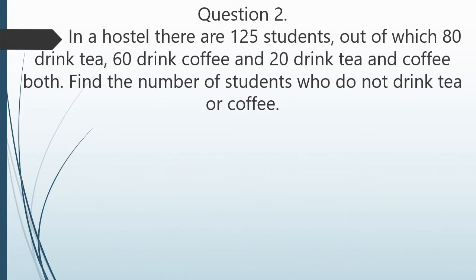Question number 2. In a hostel, there are 125 students, out of which 80 drink tea, 60 drink coffee, and 20 drink tea and coffee both. Find the number of students who do not drink tea or coffee. We have to find number of students who do not drink tea or coffee. Let's see solution.